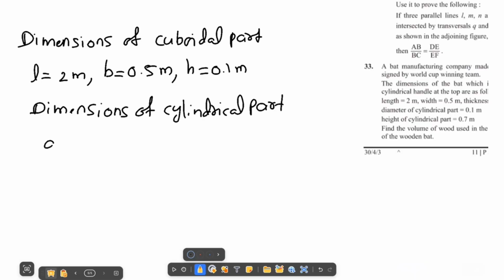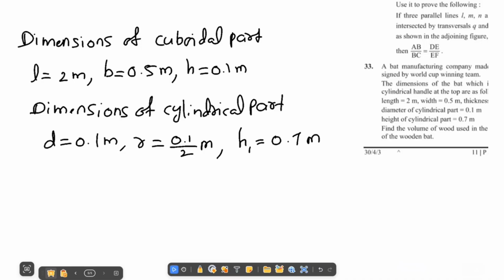Diameter is given as 0.1 meter. If diameter is 0.1 meter, now radius will be 0.1 by 2 meters. Next, height of cylindrical part. Let it be h1. Already we have used h for height of the cuboidal part. So h1 is equal to 0.7 meters.